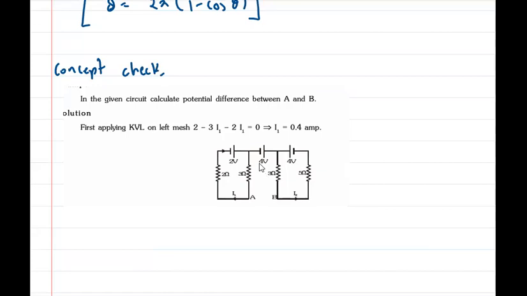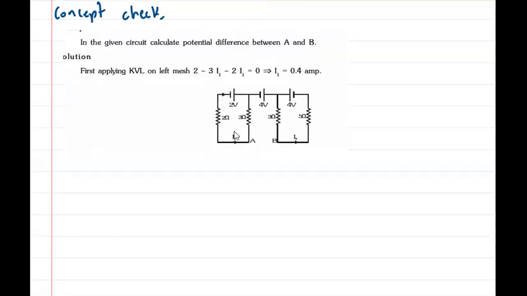Now, the thing is, we have two different loops. I can just assume that the current in this loop is I1 and the current in this loop is I2. And there's no common loop. As simple as that. Clear, everyone?